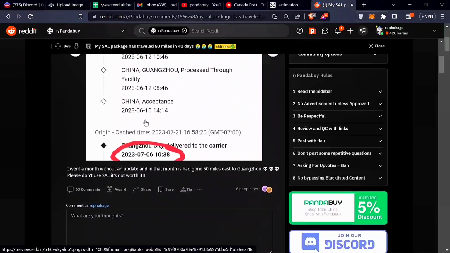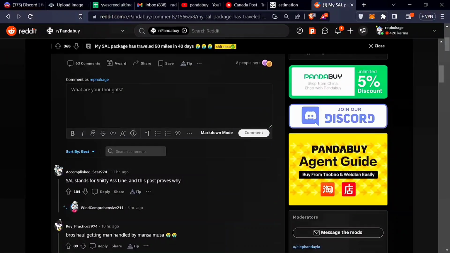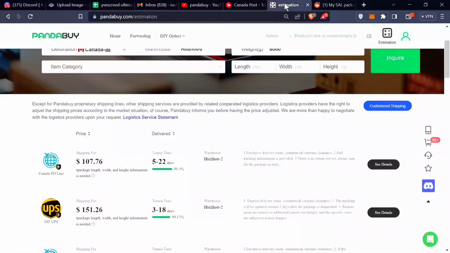So what SAL does is basically they ship, this is what they really stand for, but they ship through a boat, and it's a really slow boat. Even sea packet is faster. I've done sea packet and it was faster, but the shipping line you should go for if you're in Canada especially is Canada PD line. I have used this twice and it came in within 1 week.